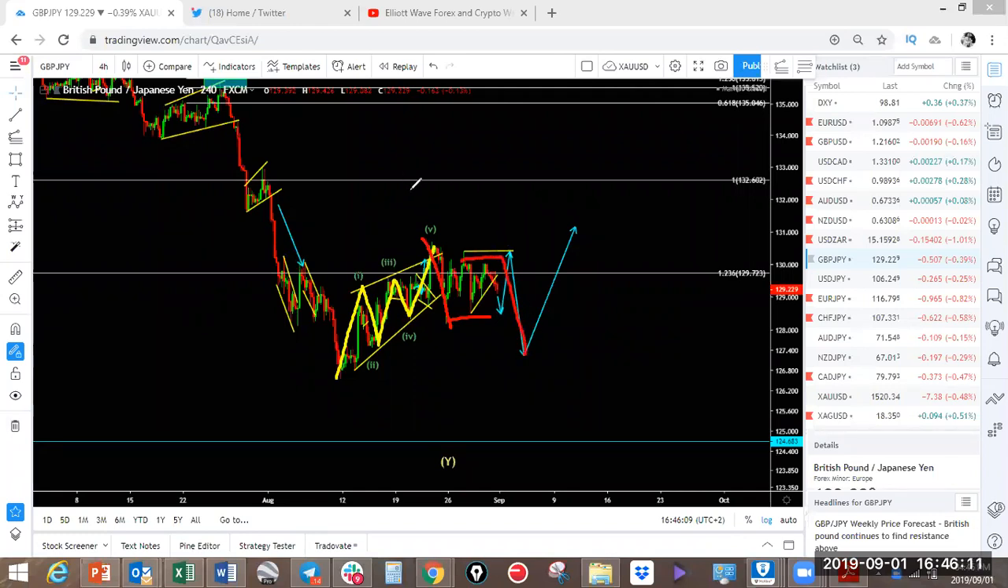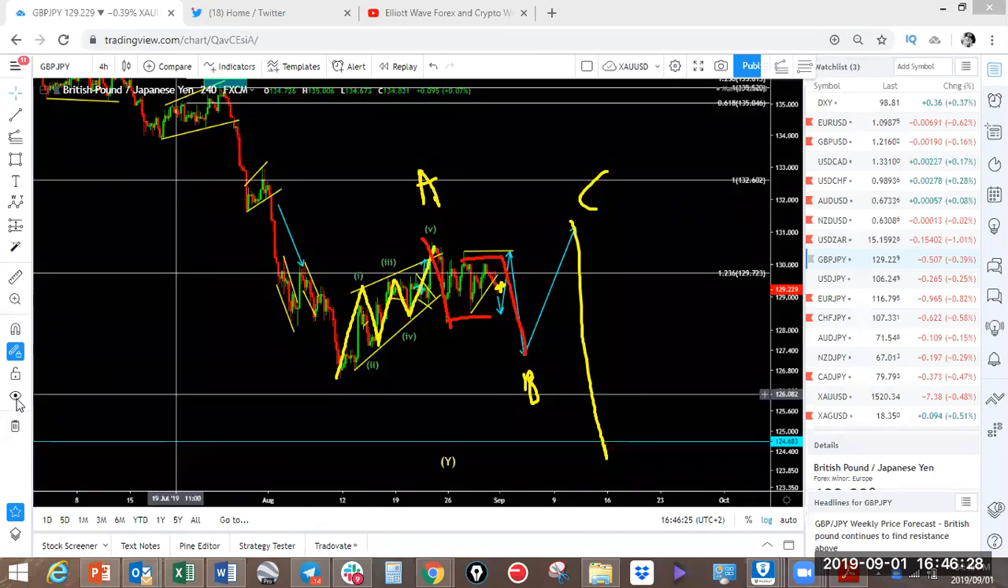Now if that is the diagonal, we'll expect it to have a corrective structure here, corrective structure there, pullback. Now this will make this an ABC structure, ABC, before we get one move to the downside, because we want this to come down to this level. But for now, we're dropping here. I don't think this is the one that's going to continue all the way lower, because it's very corrective.